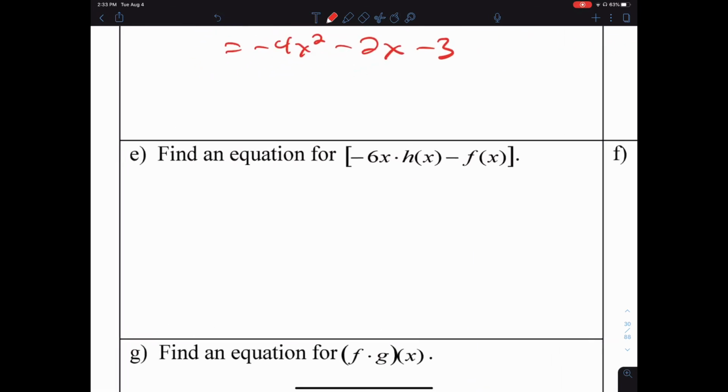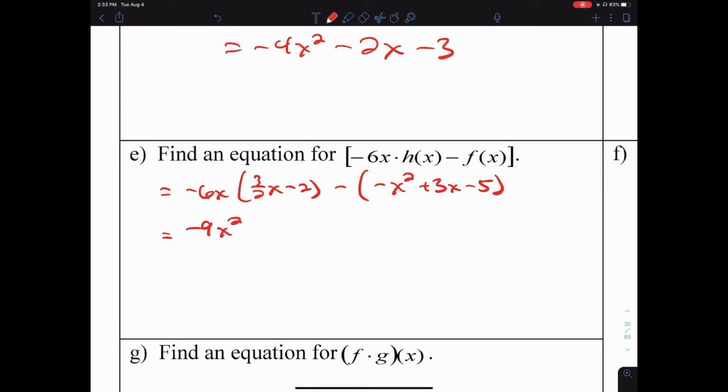Ichiro. Find an equation for this. Really, it means an expression. So we have negative 6x times h of x. H of x was 3 over 2x minus 2. Subtracting that function f. Function f was negative x squared plus 3x minus 5. If we distribute this, negative 6 times 3 halves. Let's see, we can divide negative 6 by 2 and get negative 3. It's going to be negative 9.